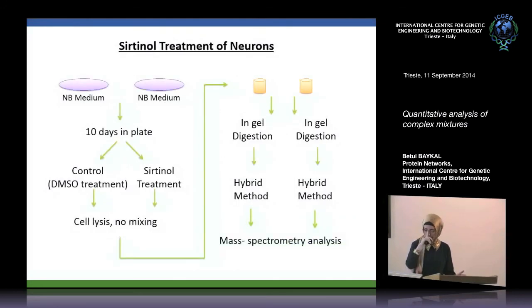So for that, I plated cells, and I waited at least 10 days in the plate so that neurons had good growth. And then I did the sirtinol treatment. And I lyse the cells. This time there's no mixing, and you do the in-gel digestion and the hybrid method and mass spectrometry analysis.